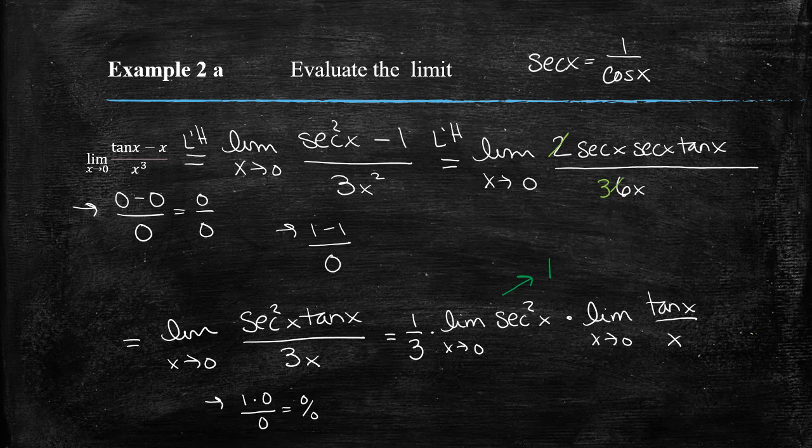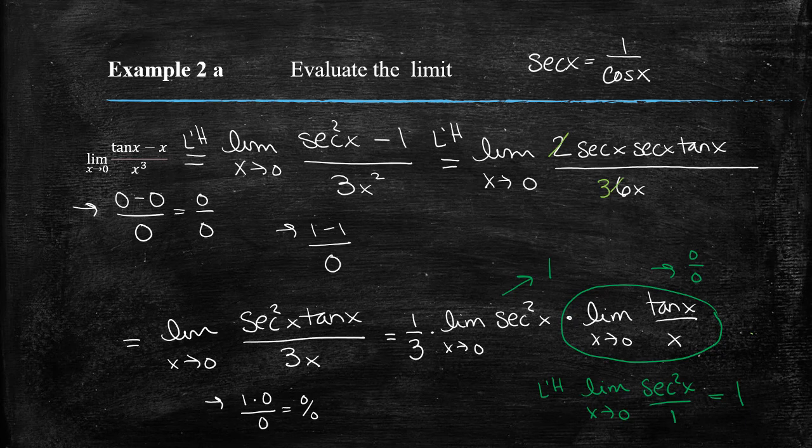Limit as x goes to 0 of tangent x over x. This was what was causing the problem, since tangent of 0 is 0, and obviously we have a 0 in the denominator. So I'm going to apply L'Hopital's rule just for this limit, just for this one right here. So we have the limit as x goes to 0. Derivative of tangent is secant squared. Derivative of x is 1. Now we're good plugging in 0. Secant of 0 is 1, squared, and we still get 1.